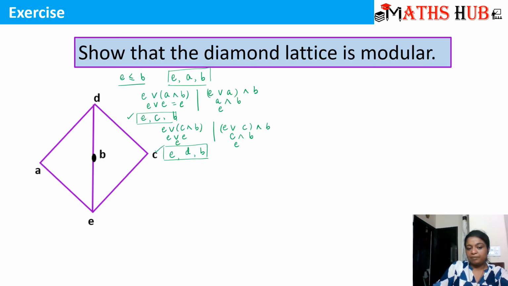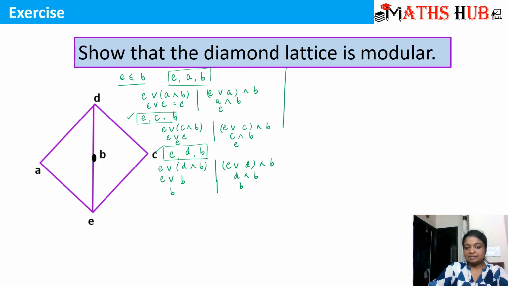So now let's do the third pair with the inequality E less than equal to B. So we have E join D meet B, and on the right hand side we have E join D meet with B. Now what is D meet B? D meet B is B itself. And what is E join B? It is B. What is on the right hand side? What is E join D? E join D is D. D meet B is same as B. So you can see that for the third pair also, the modular law is satisfied, right?